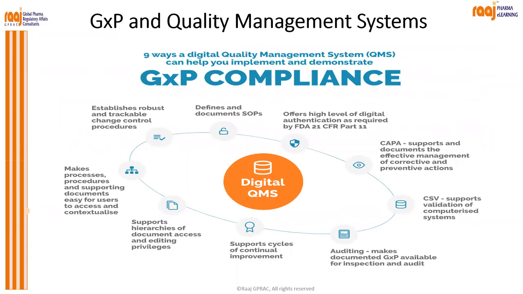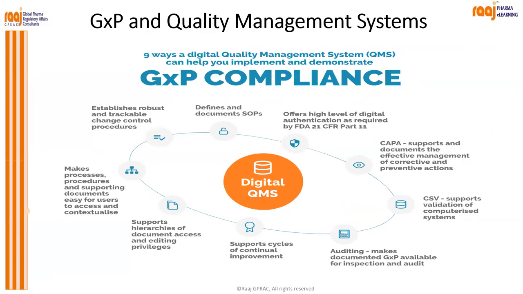So how does a digital quality management system help in the GxP compliance system? In the nine ways that I have mentioned: nine ways a digital quality management system can help you implement and demonstrate. Okay, so how does it start?